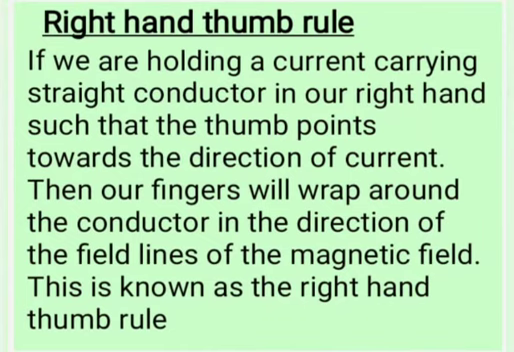How can we find the direction of the magnetic field associated with the current carrying conductor? For this purpose, we use the right hand thumb rule. This rule states that imagine you are holding a current carrying straight conductor in your right hand such that the thumb points towards the direction of current. Then your fingers will wrap around the conductor in the direction of the magnetic field lines, as shown in the figure. This is known as the right hand thumb rule.